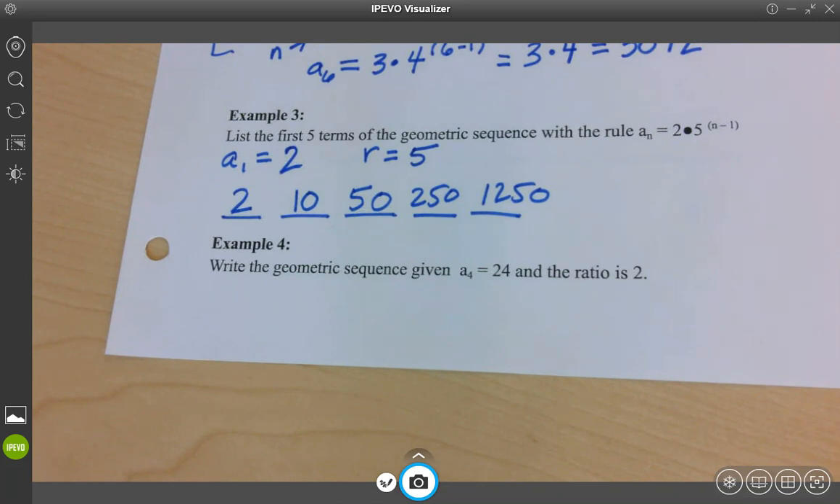All right, write the geometric sequence given the 4th term is 24 and the ratio is 2. What do we do with that 4th term? So Sally says we could divide it by 2. What do you think? If we divide it by 2, what does that give us? A third term? Okay. Say it again.